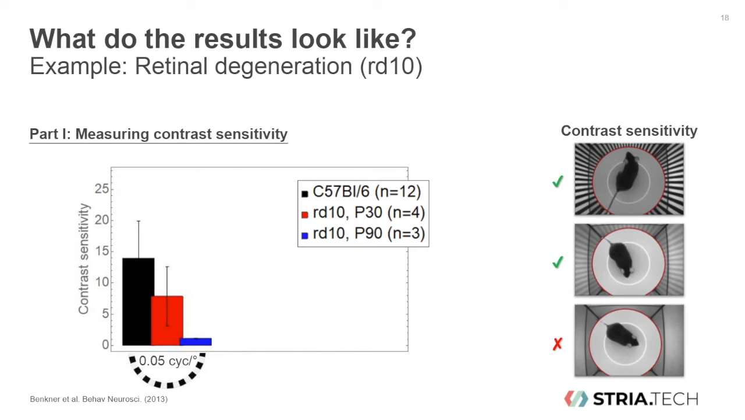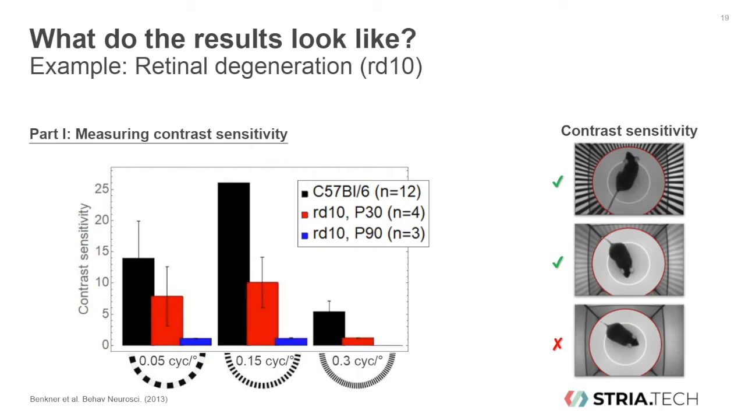This graph shows the contrast sensitivity of wild-type mice in black and of RD10 mice at 2 different ages, 1 month old in red and 3 month old in blue. It is clear that the contrast sensitivity of RD10 animals is impaired compared to wild-type animals, and that their vision becomes worse over time. It is important to note that contrast sensitivity depends on the resolution at which one measures the optomotor reflex.